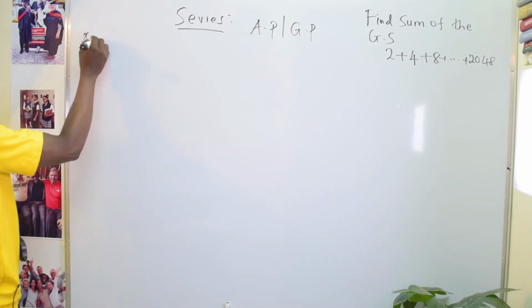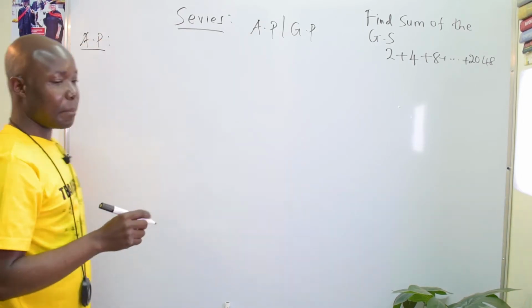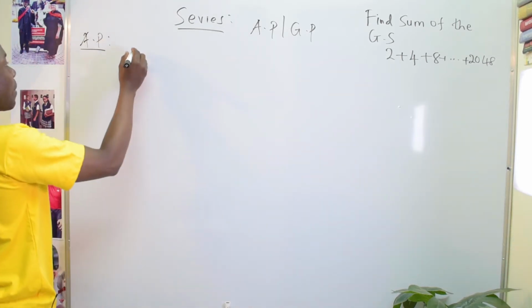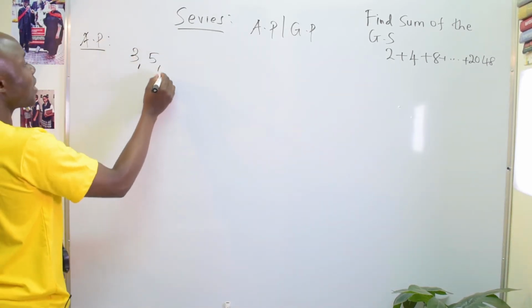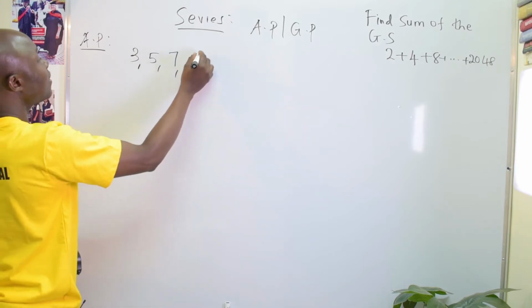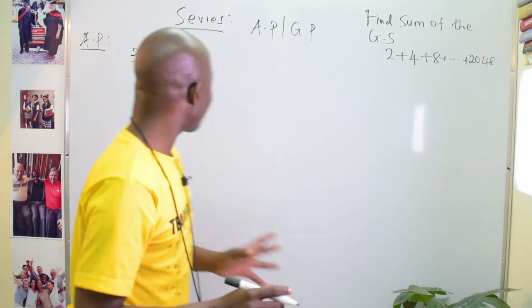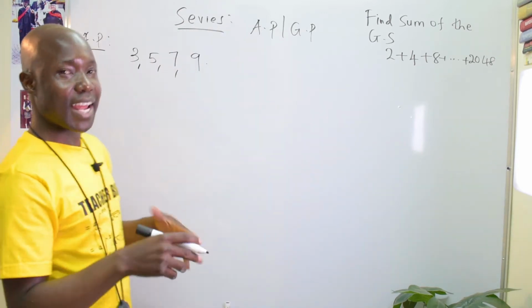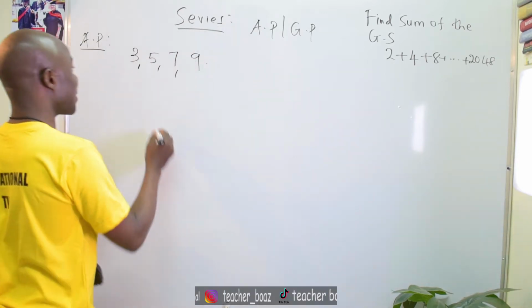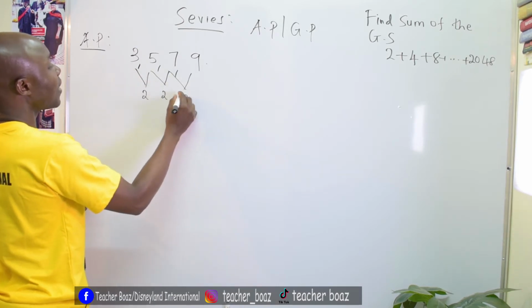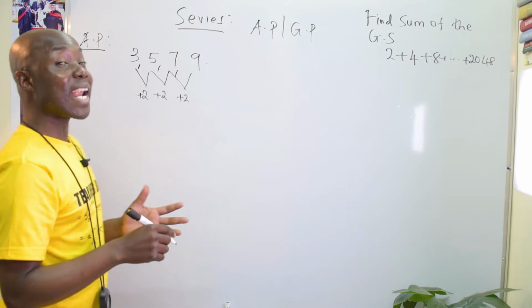Now, when we talk about series, I would start with the very basic. Let us talk about the AP. What is AP? AP is an arithmetic series. An example, I may give you numbers like 3, 5, 7, 9. Now, when I provide you with 3, 5, 7, what do you note? There is an increment of plus 2.